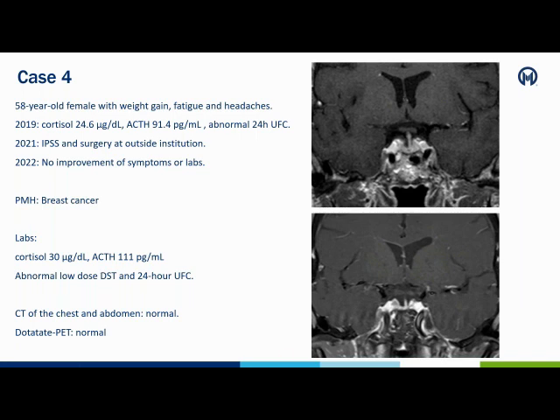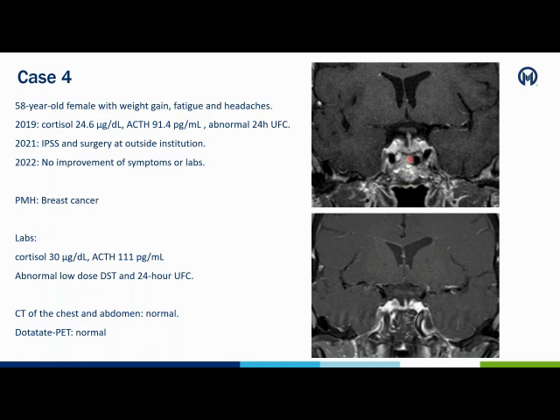Another challenging case: this is a 58-year-old patient that was operated on at an outside institution. She was undergoing workup after treatment of breast cancer, and had elevated ACTH and cortisol levels, and that led to an IPSS and surgical exploration at the outside institution. Unfortunately, what was done is they relied on the lateralization of the IPSS and took the left side of her gland out. That's the initial imaging.